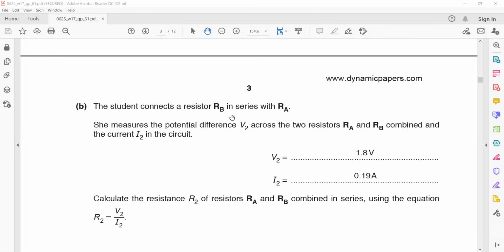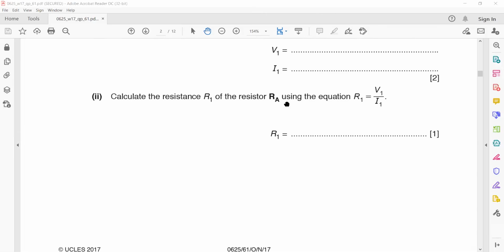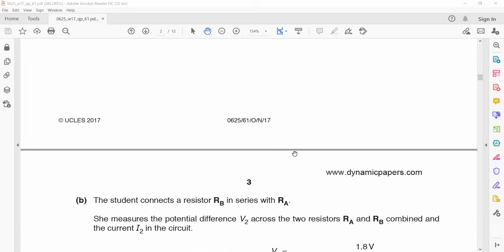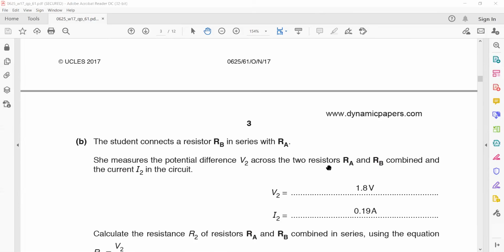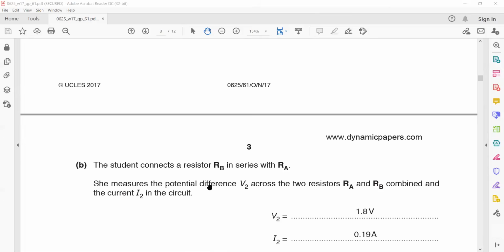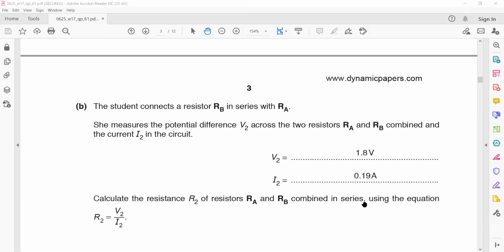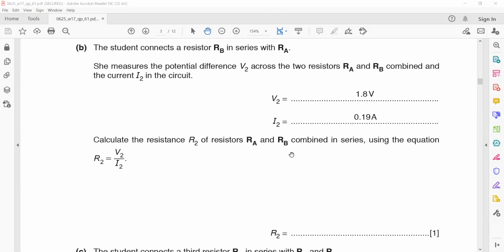A student connects the resistor R2 in series to R1. The student connects another resistor and measures the voltage across the two resistors and the total, combined current. The voltage was 1.8 and the current is 1.19. Calculate the resistance of R2. What will be the value for R2? It is 9.47 ohms.